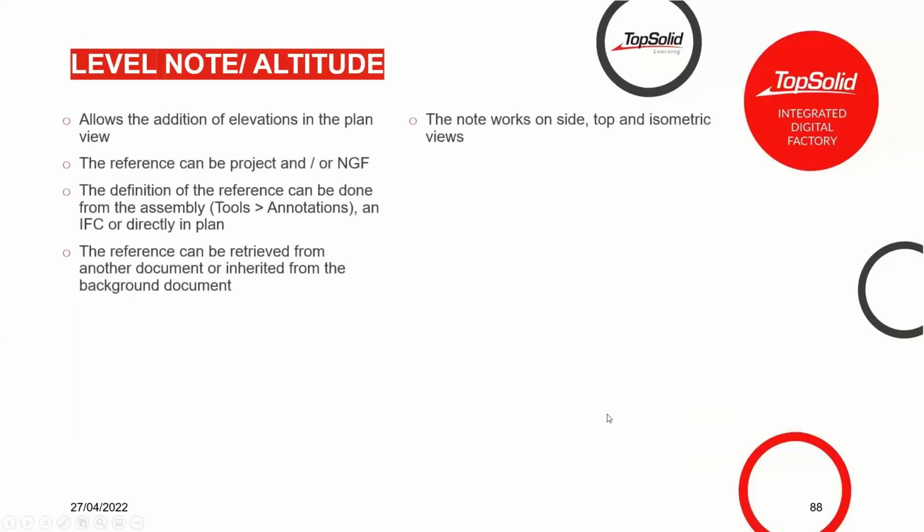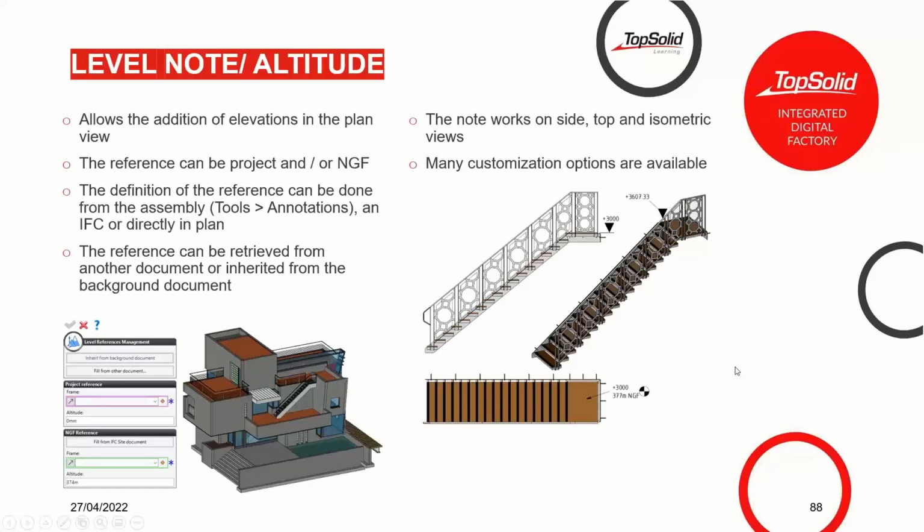This one is again more for the TopSolid steel product. This gives you an idea of what that product is all about. It's designing stuff like this, and it's a level, note, altitude command that allows you to easily identify the level or the altitude things are at.